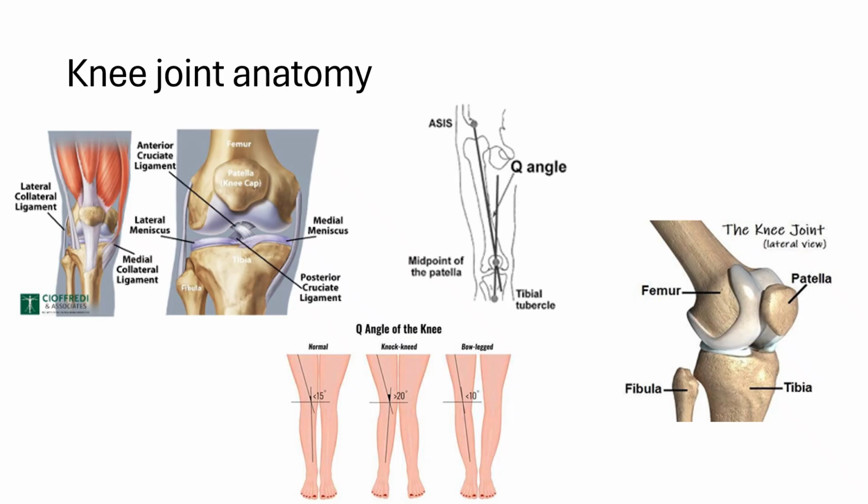The knee joint. The knee joint is actually a very unique type of joint in the body. It is a hinge joint. And this joint is very important and has a lot of moving parts, from the bones to the ligaments to the cartilage in between all these bones.